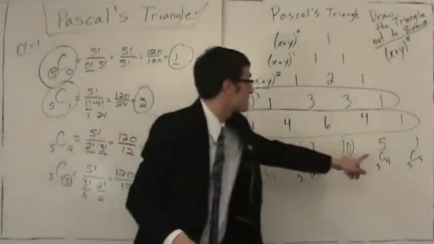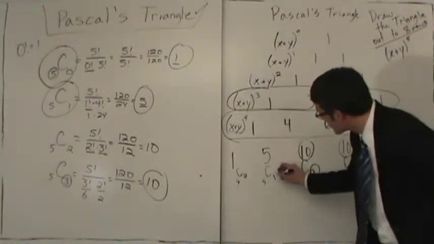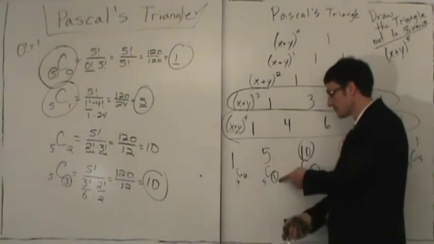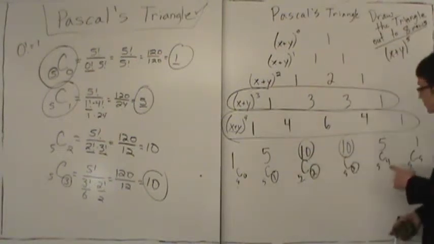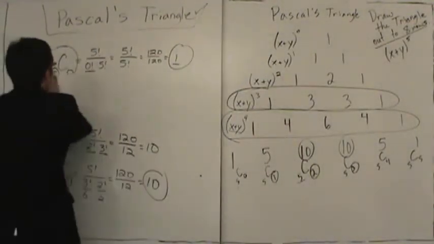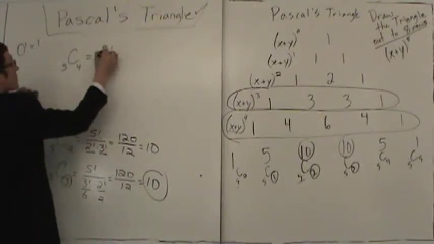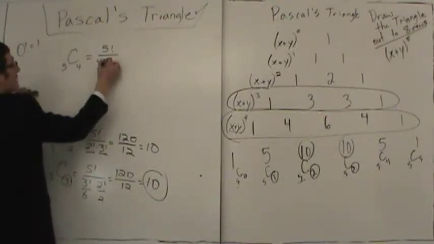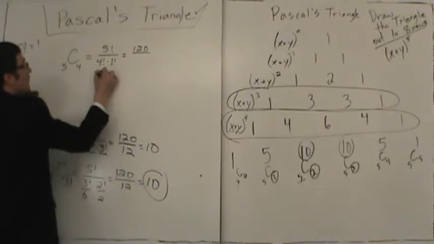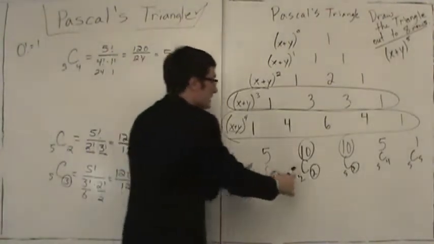10. Now, is combination 5 choose 4 going to be the same as combination 5 choose 1? Yes, this makes logical sense. Think about it. How many ways can you choose one person out of 5 people? 5 ways. How many ways can you choose 4 people out of 5 people? This can also happen 5 ways. Let's look. So combination 5 choose 4 is equal to what? 5 factorial over what? 4 factorial multiplied by, subtract the 2, 5 minus 4 is 1 factorial, so we end up with 120 divided by 24 times 1, which is 24, 120 divided by 24 is 5. So you see, these are the same.